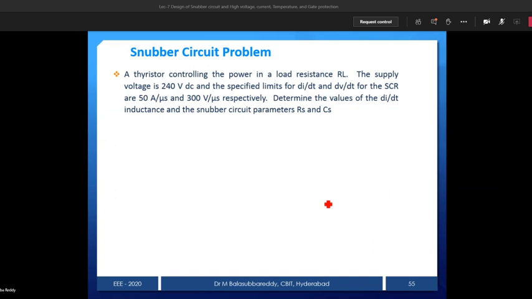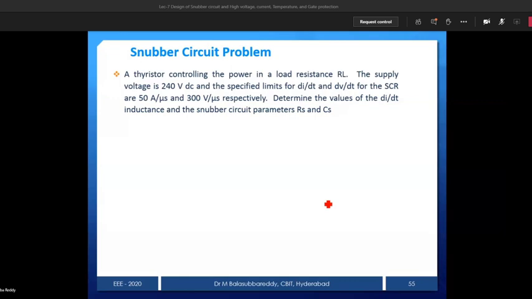Vs is equal to (Rs plus RL) into I plus L di by dt. From that, current I is equal to V by R into (1 minus e power minus R by L into t), that is e power minus t by tau. Take differentiation on both sides and we get di by dt, and di by dt max we get at t is equal to 0.